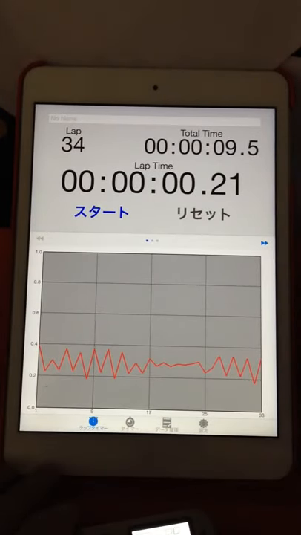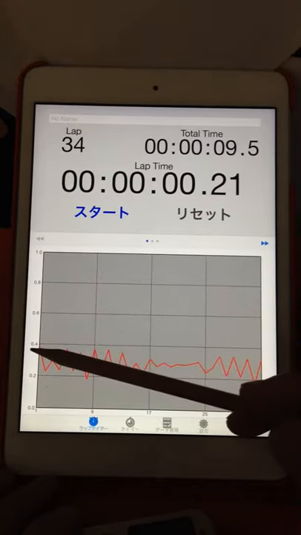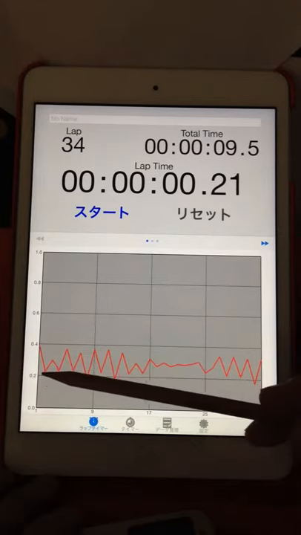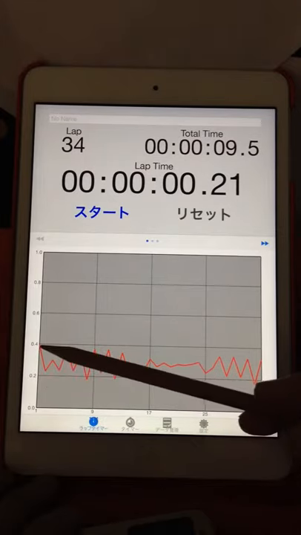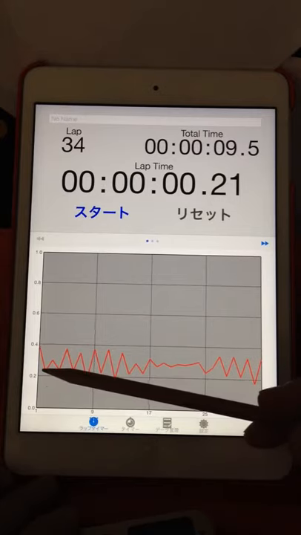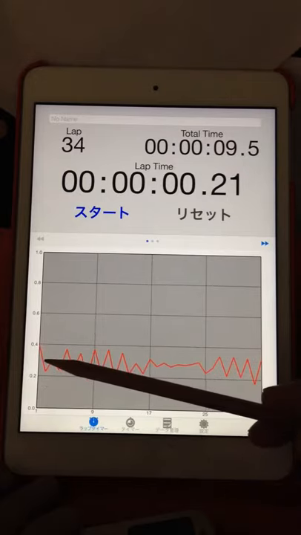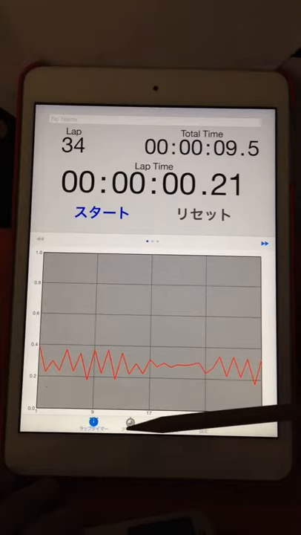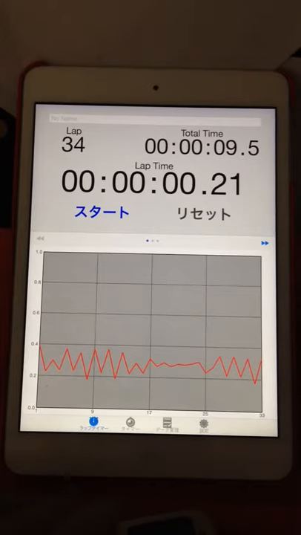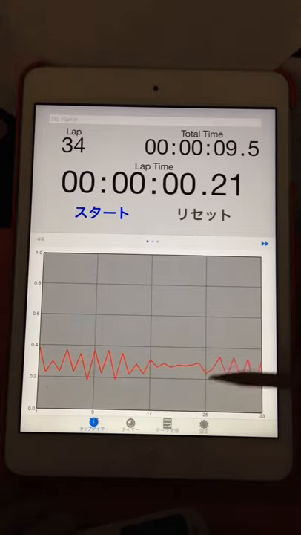Tempo is 95 divided by 34 laps multiplied by 2 equals 56. Today 0.56 second for 1 beat. It's 0.4 second, about 4.6 seconds. Front, back. So one beat is about 0.6 seconds. 0.56 seconds.